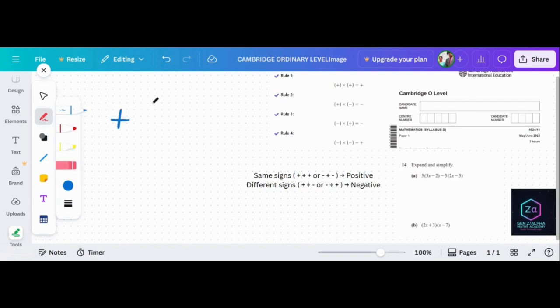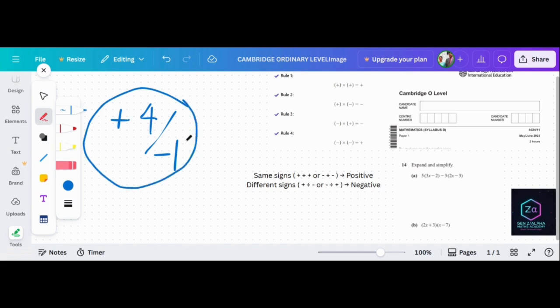Positive 4 we are going to divide by negative value, minus 1. So here in that scenario, the sign of the final answer should be minus. 4 divided by minus 1 is minus 4. The answer, or output, is a minus value, right? It's minus. You have to remember that.